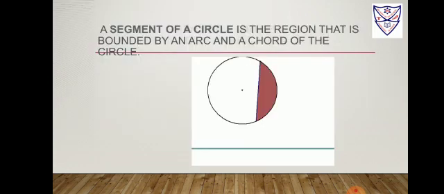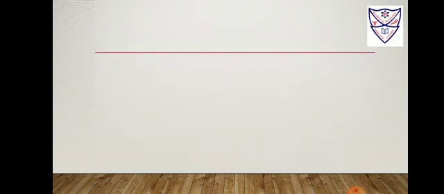Now let us understand about a segment. A segment of a circle is the region that is bounded by an arc and a chord. So this is a chord and an arc. So this region is known as a segment of the circle.